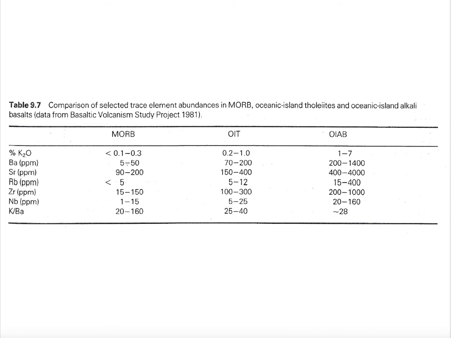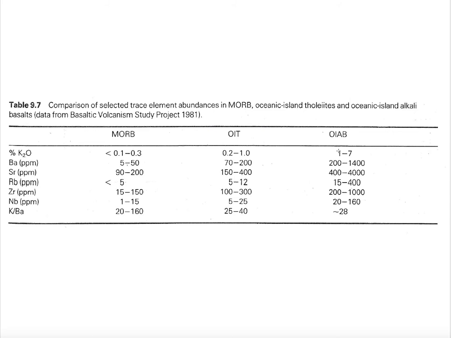And now here we are comparing selected trace element abundances in mid-ocean ridge basalts, oceanic island tholeiites and oceanic island alkali basalts from different locations. We have the potassium concentration in the mid-ocean ridge basalt ranging between 0.1 and 0.3 weight percent. Then those from the ocean island tholeiites range between 0.2 and 1.2 weight percent of potassium. Therefore we have more potassium inside.